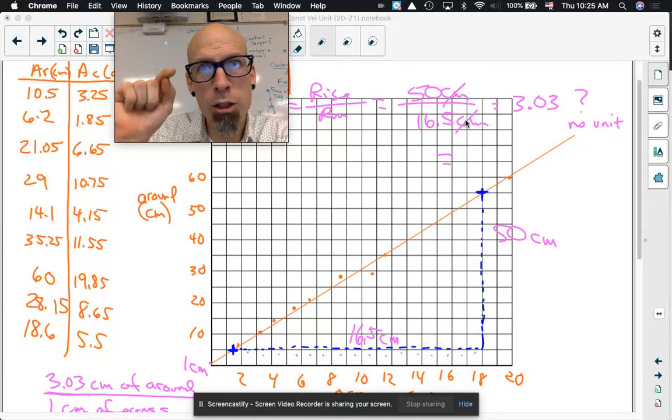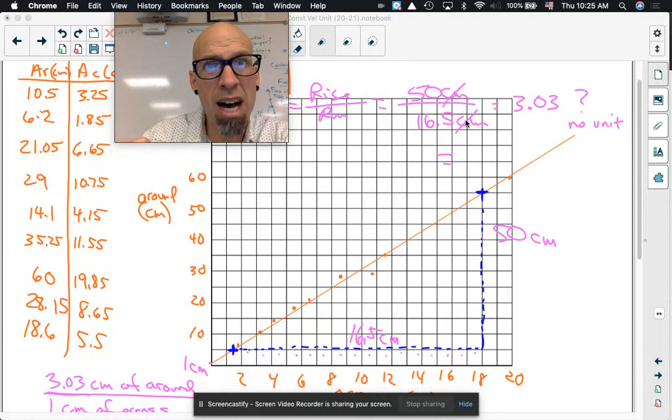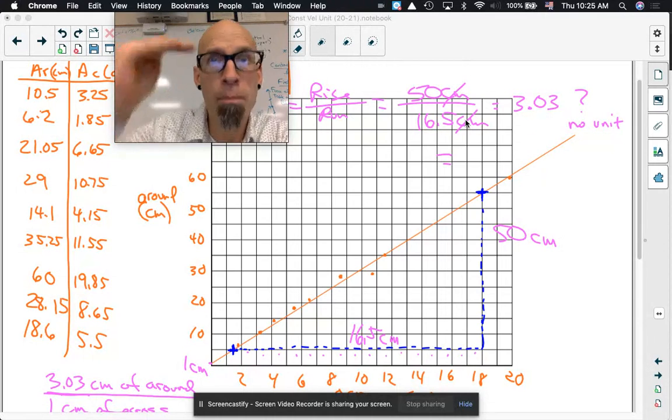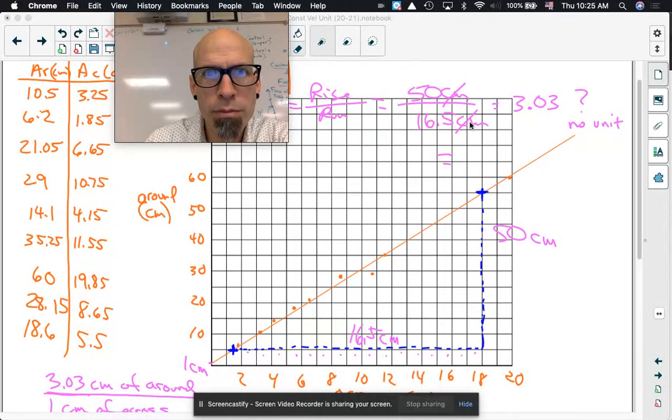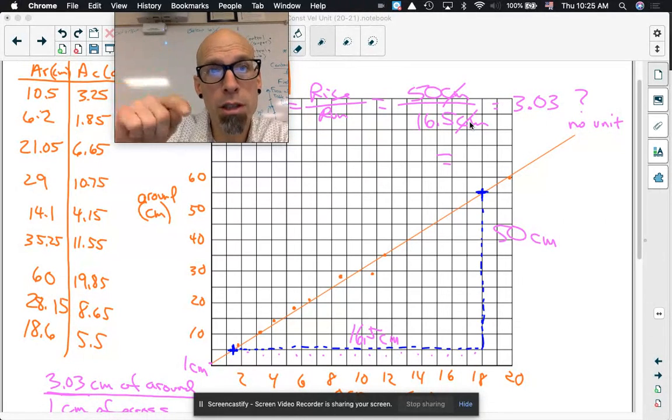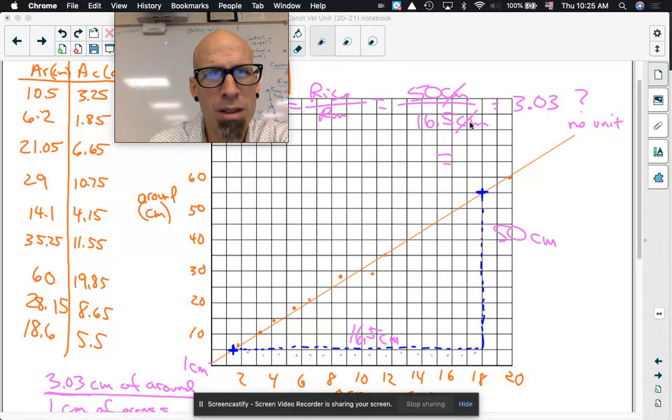How many times does 1 go into 1? Once. How many times does 5 go into 5? Once. How many times does a million go into a million? Once. So that means if you have centimeters over centimeters, it's just gone. I guess you could put centimeters slash centimeters, but what is it? That means it's 3.03 centimeters for every centimeter. That seems kind of strange. 3.03 centimeters for every 1 centimeter.